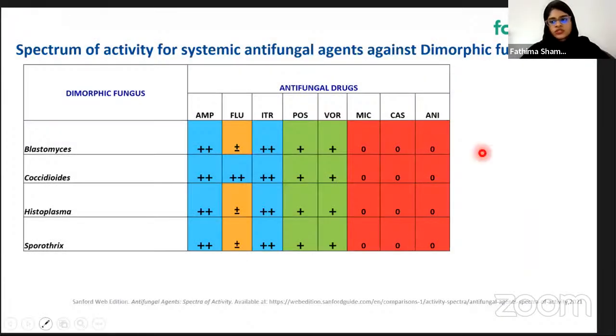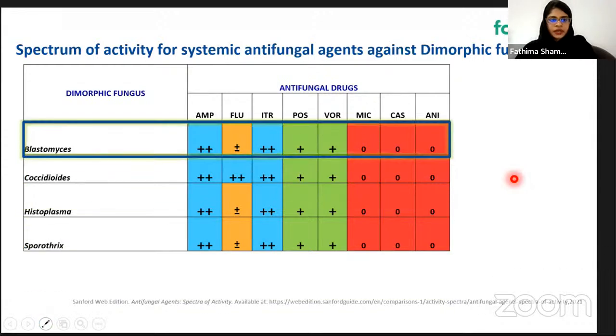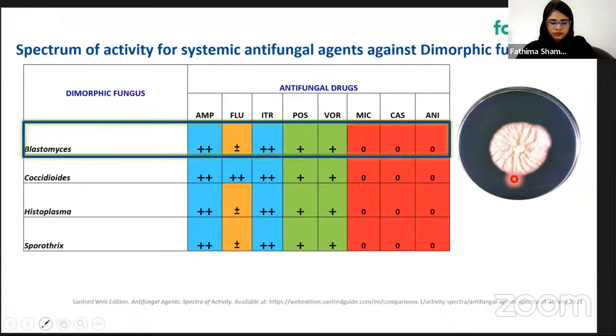Next, we are going to move on to the spectrum of activity of systemic antifungal agents against dimorphic fungi. Dimorphic fungi can exist in two forms: a mold form at room temperature and a yeast form at body temperature. Here we have four fungal species. First is Blastomyces.